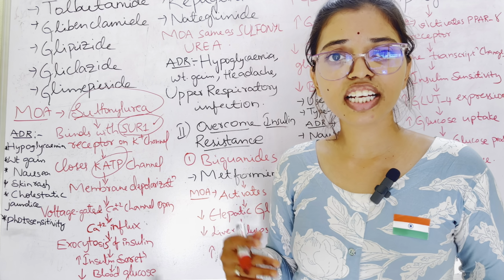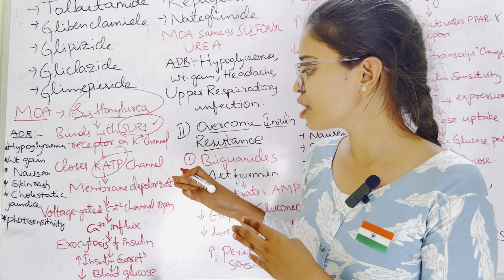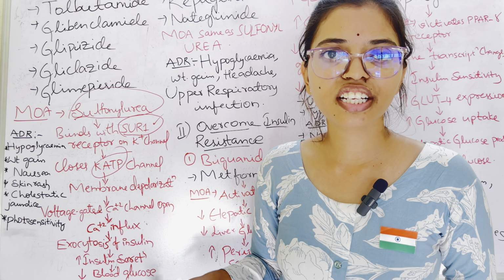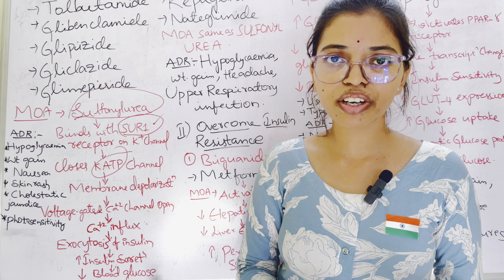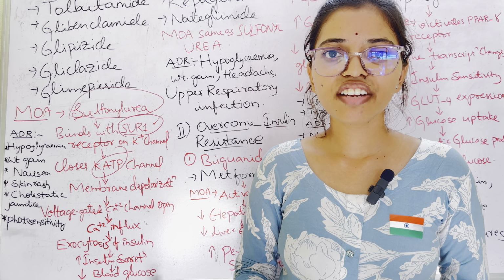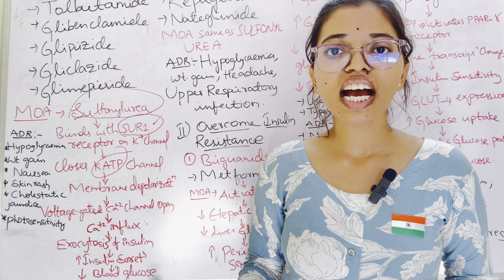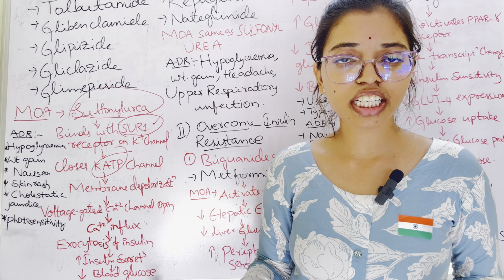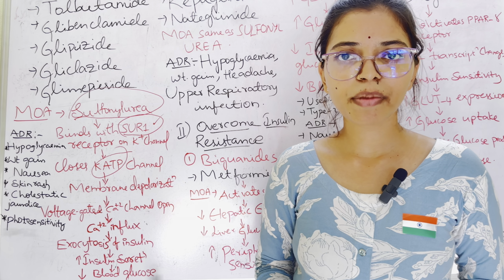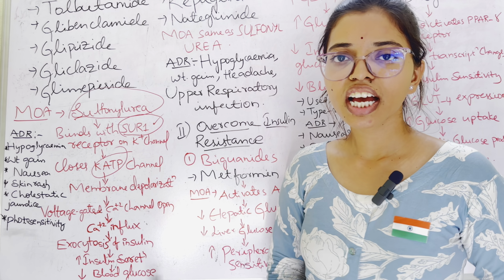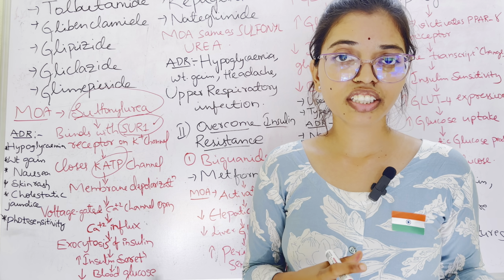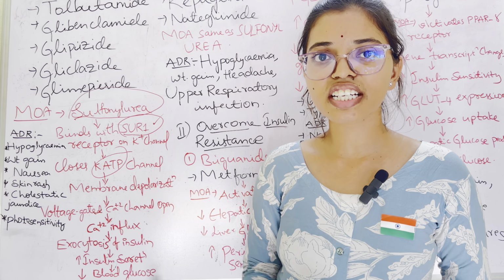So through the circulation, the insulin reaches the target cells. What are the target cells? Liver cells, adipose tissue cells, and also the skeletal muscle cells. These are the major target cells. The insulin reaches these target cells.